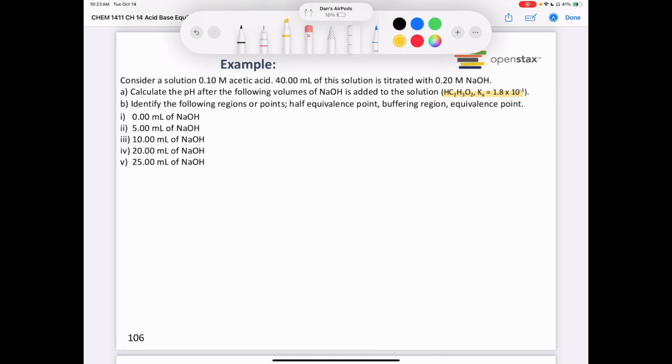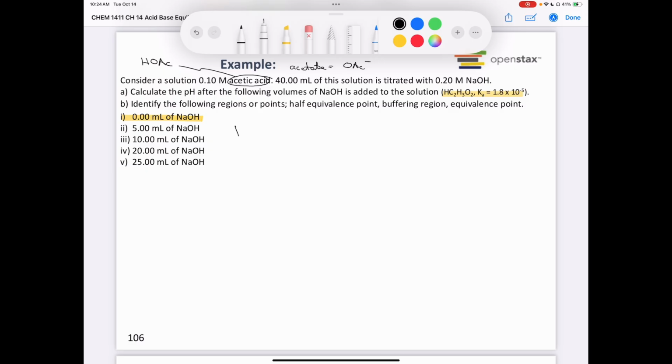So let's start out with the first one, which is when we have added no sodium hydroxide. At this point, all we have is our 40 mL of, excuse me, 0.1 molar acetic acid. So for acetic acid, I'm going to write HOAc. And for the conjugate base, the acetate ion, I'm just going to put OAc minus like this. So when you see the acetate ion, it'll be OAc minus.